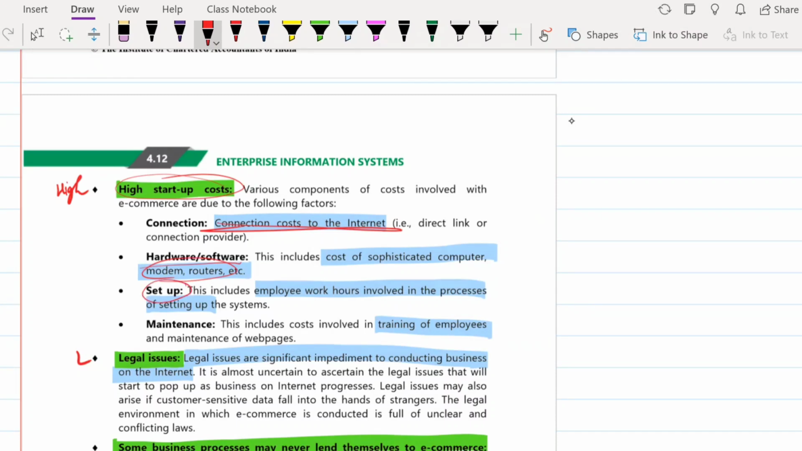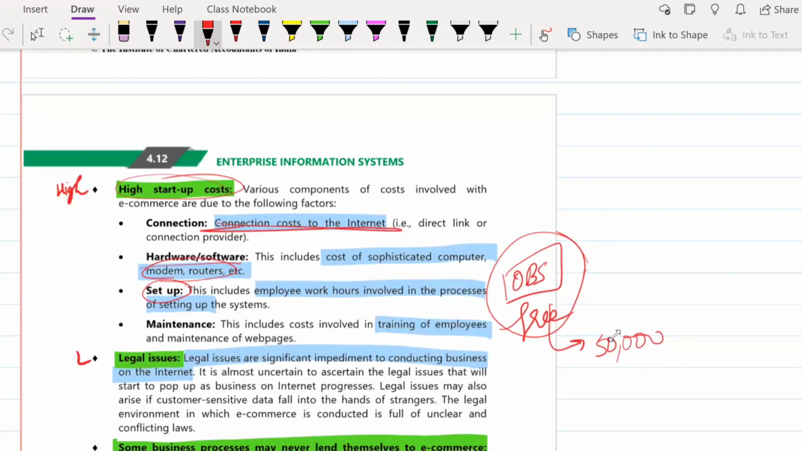Next, you have to set up. For example, there is a software known as OBS. It is used to take online classes, where the teacher's face and the screen are shown simultaneously. To set up this software, which is free software, on your computer, if you don't have technical knowledge, you're not able to do it. So to set it up itself, people are charging around 50,000 rupees. Okay, so that setup cost will be there. And finally, maintenance cost also. If the company is changing to e-mode, then you have to train your employees accordingly also. Correct. So these costs and all will be there.